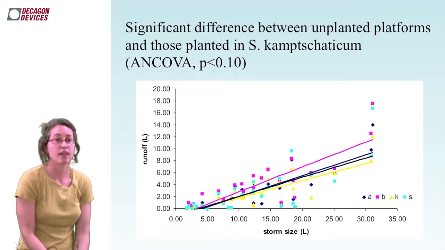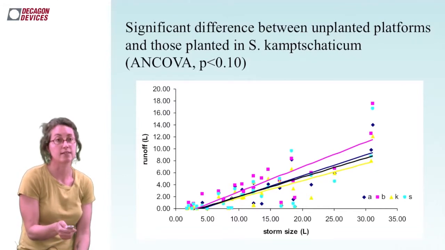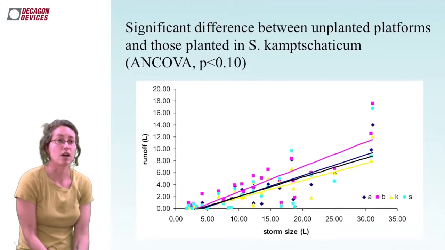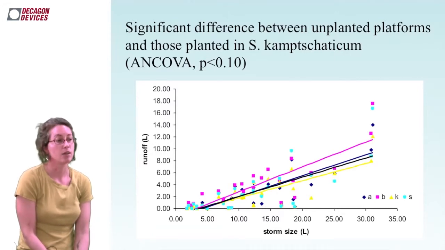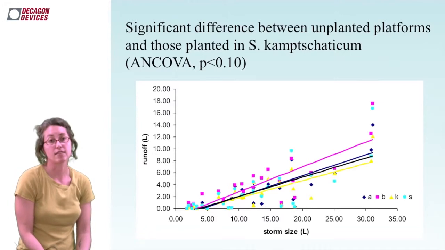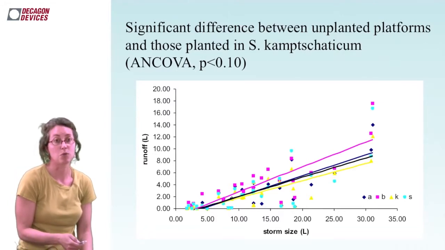And what you're wanting to compare here is the slope of these lines for the different treatments. And I can tell you that the slope of that pink line, representative of our unplanted platforms, is different than the slope of the yellow line representing those platforms planted in Sedum kamchaticum. And that tells us that this treatment is having a significant effect on stormwater retention.